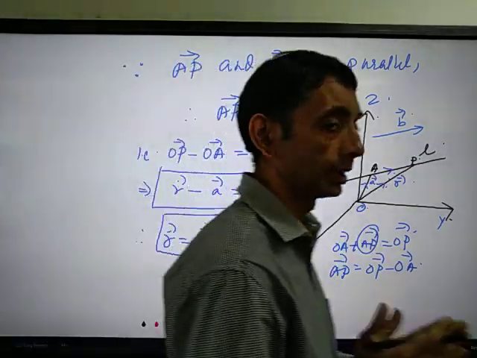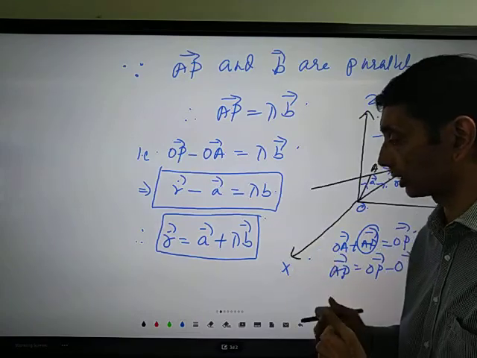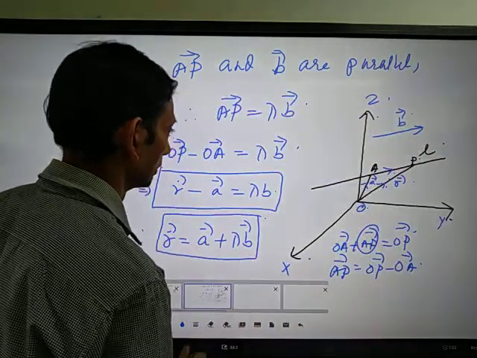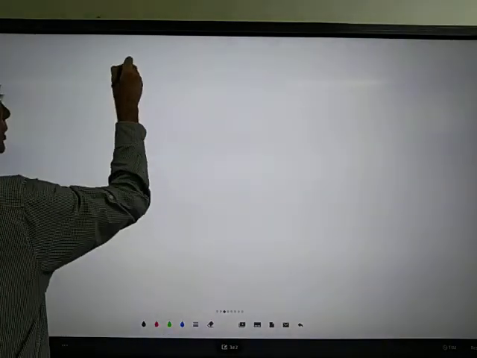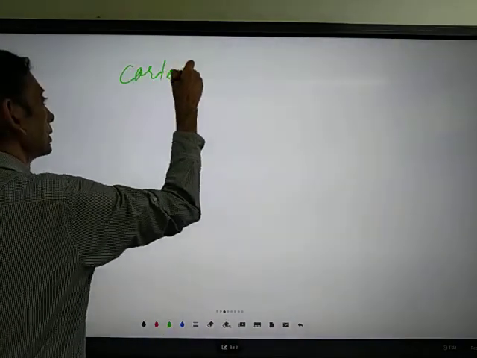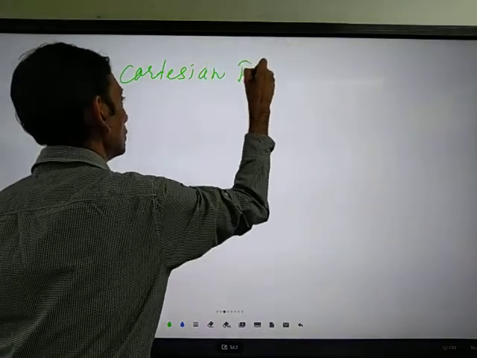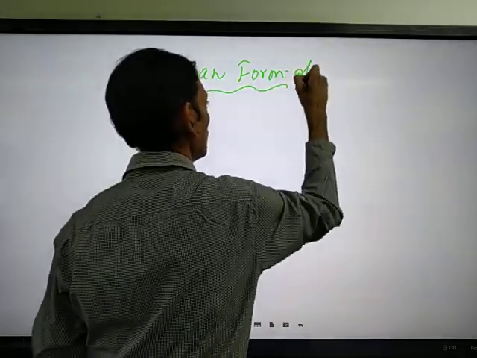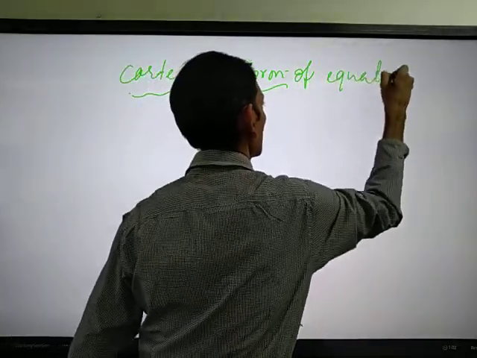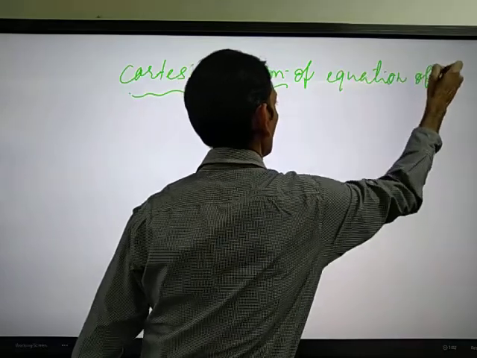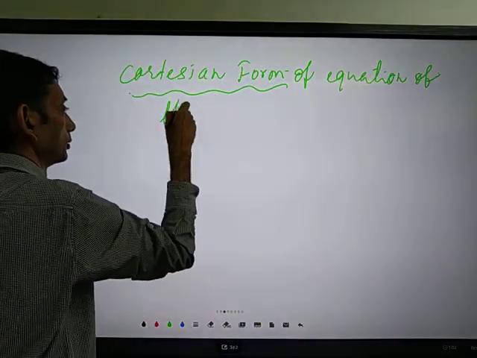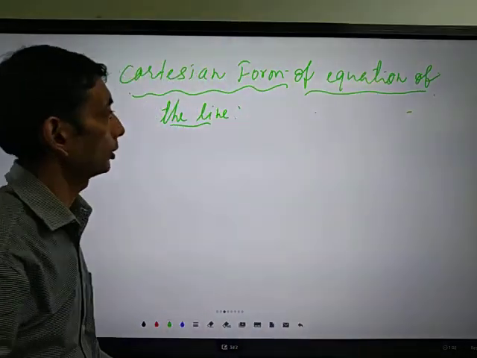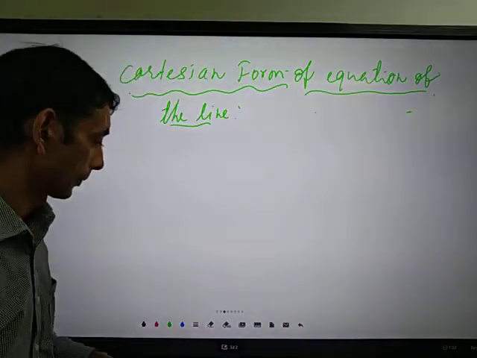Now let us discuss the Cartesian form. How can you convert the vector form of the equation of a line to Cartesian form? So we'll start with the Cartesian form of the equation of the line.